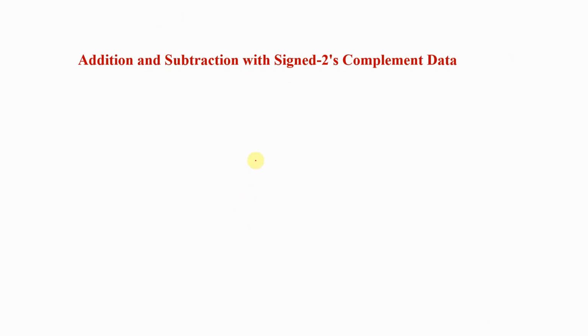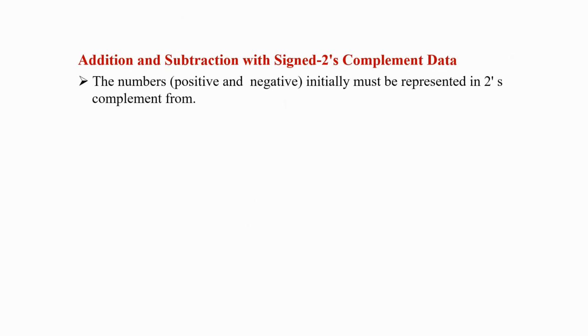Addition and subtraction with signed two's complement data. Here we should know that both positive and negative numbers are to be represented in two's complement form. If I have to represent plus 6 as a 4-bit number, plus 6 is represented as 0110. If it is to be minus 6, we have to take the two's complement of plus 6, which represents minus 6.